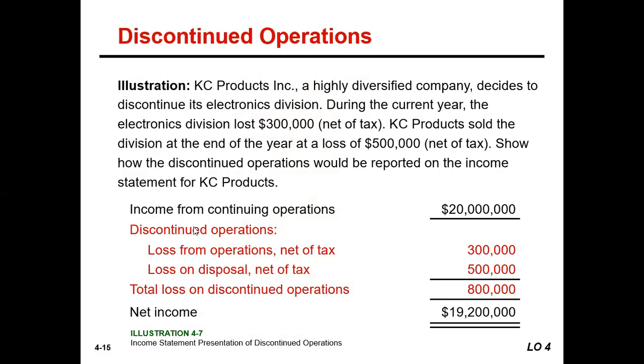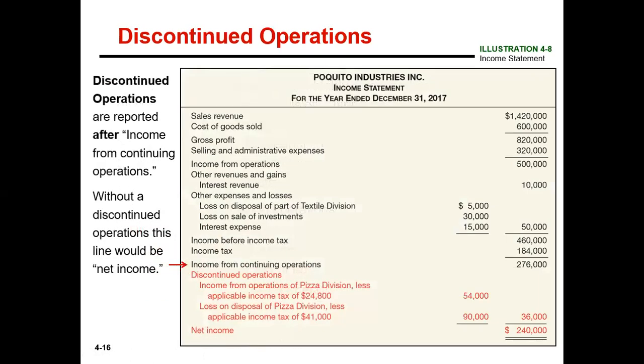Again, we'd have income from continuing operations, $20 million. Then we would list the discontinued operations. There was a loss from operations net of tax and a loss on disposal net of tax. So the total loss on discontinued operations is $800,000, which drops our $20 million in income down to $19,200,000 after we subtract that loss from discontinued operations, right?